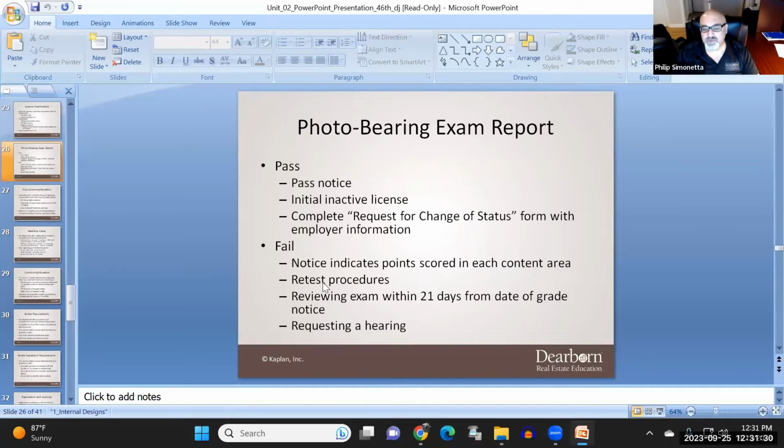You can retest 24 hours after. You can take the test every day if you want. You can review the exam within 21 days. You can request a review and sit down and look at it. And if there's something wrong on it, you can request a hearing about it. I've never had that happen, but that's the rules. You can do that.